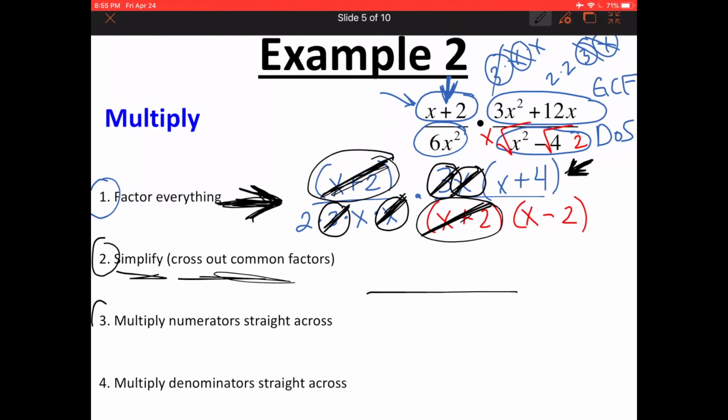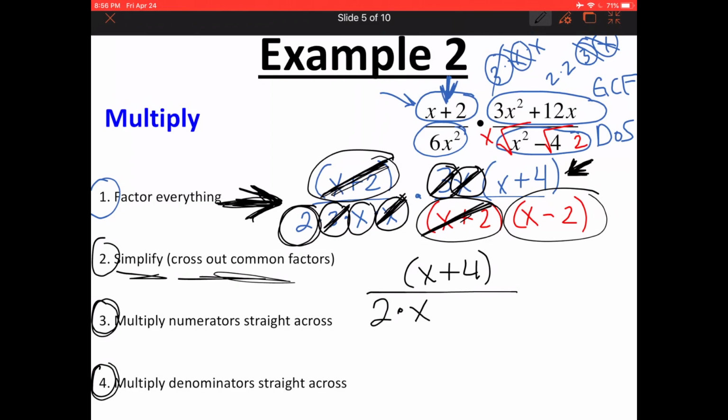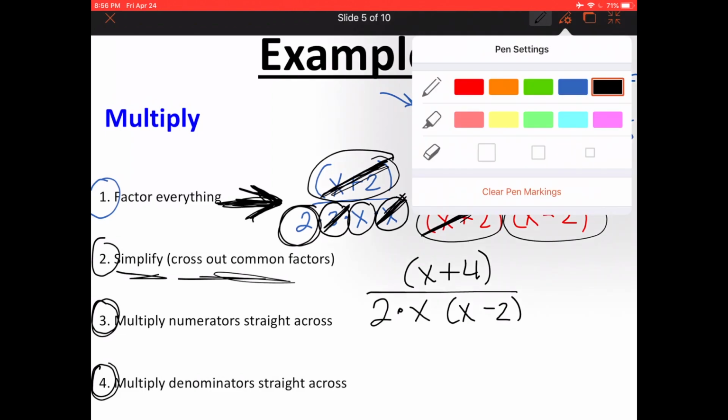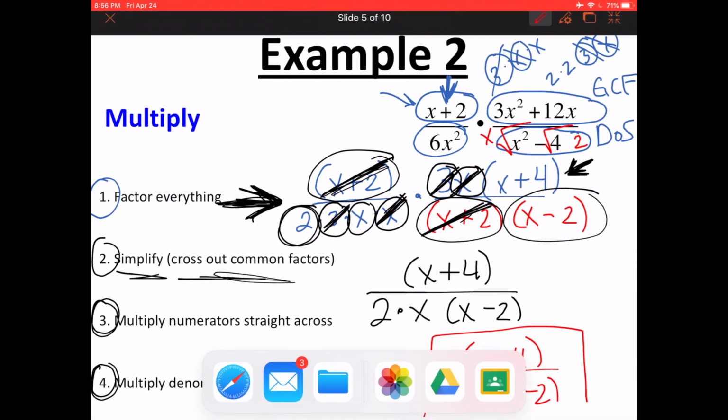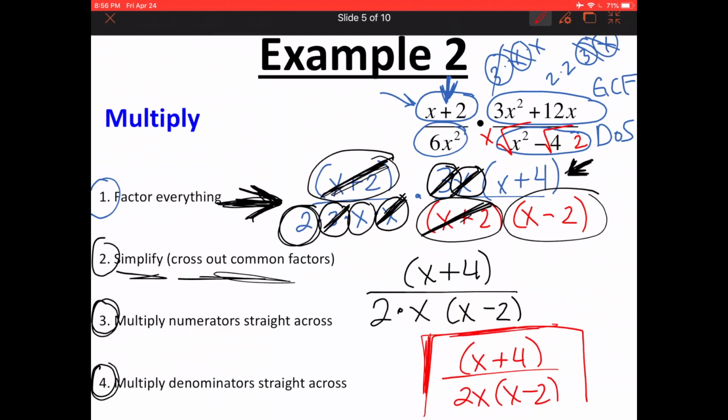So now let's see where I'm at. Multiplying my numerators straight across the top. So on the top, all I have left is x plus 4. In the denominator for step 4, I have a 2, I have an x, so 2 times x, and then I have an x minus 2. So there's our final answer. If we wanted to write it without the multiplication, we could put x plus 4 over 2x, x minus 2. But there, guys, is our final answer for this problem. When they ask us to multiply, this is what you would get, okay?